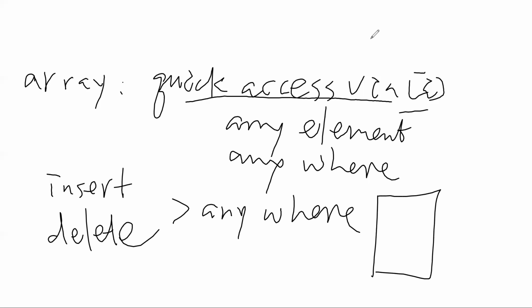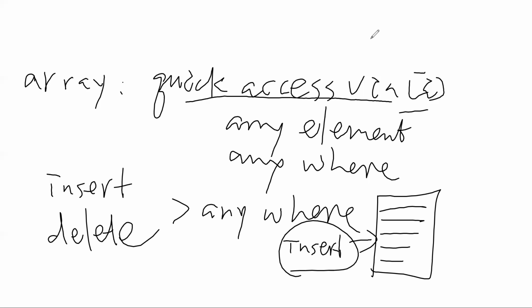Therefore, array is in sequence one by one. If you want to insert, you need to do a lot of shifting. And delete, the same thing, you need to do a lot of shifting. If you just have a small array, it doesn't matter too much. But if you have a huge array, millions of items, each time you insert or delete an item, it involves a huge amount of shifting work.